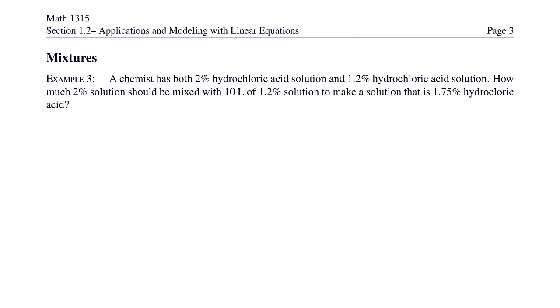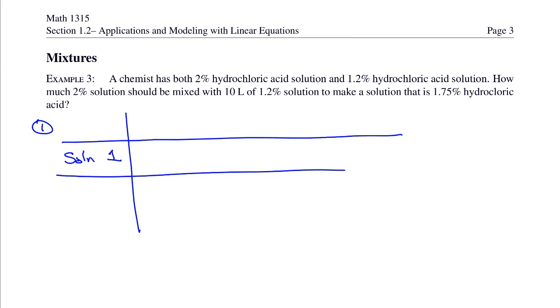Let's look at example 3. A chemist has both 2% hydrochloric acid solution and 1.2% hydrochloric acid solution. How much 2% solution should be mixed with 10 liters of 1.2% solution to make a solution that is 1.75% hydrochloric acid? Again, this is a great problem to create the table. So we're going to have solution 1. And solution 2.